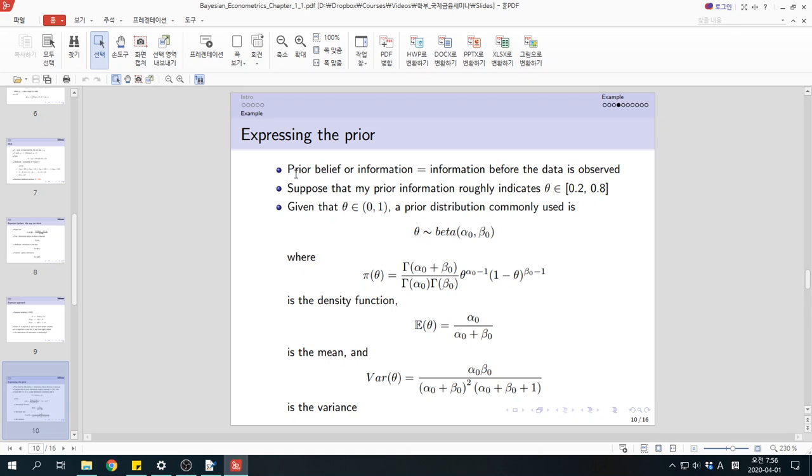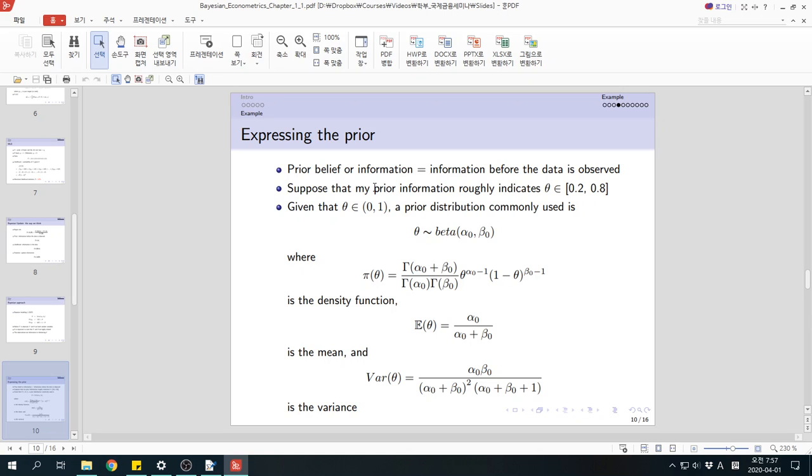So again, the prior belief is just the information before the data is observed. So you must have your own belief or guess, or your own information, before the outcomes are observed, right? Because you have so much experience about flipping coins, and you might have learned some theory about the coin toss. Also you might have read some literature about flipping coins.